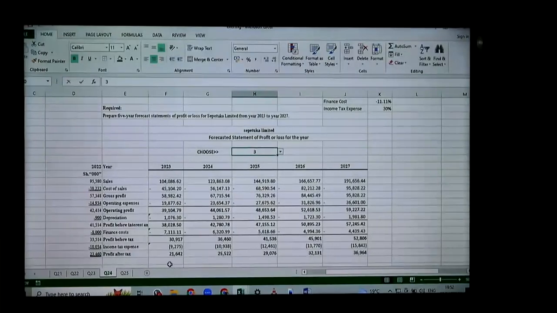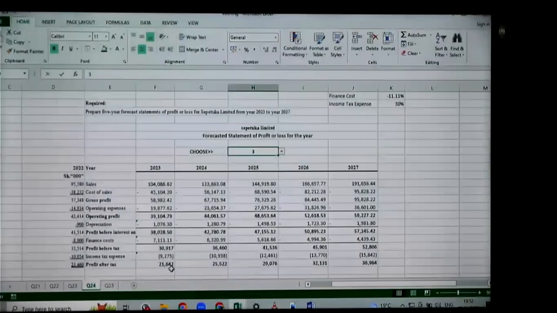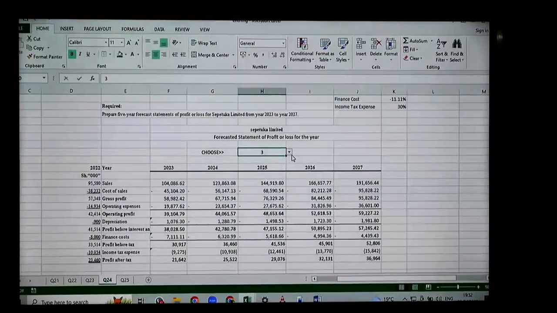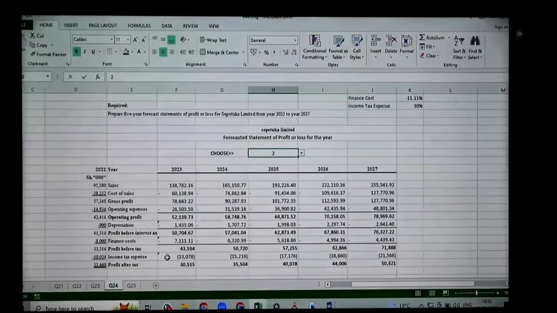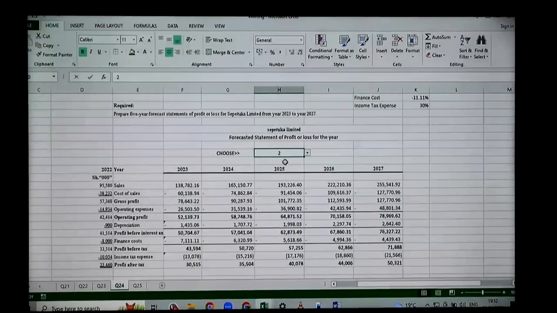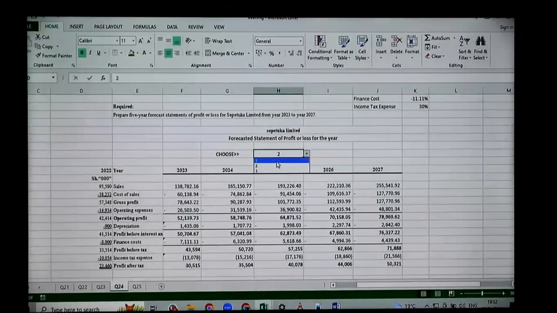You can see, if I change to scenario 3, which is the pessimistic, for the first year of the forecast we'll be making a profit after tax of 21,642. And for scenario 2, which is the optimistic one, we'll be making 30,515. And for scenario 1, which is the base case, we'll be making 24.